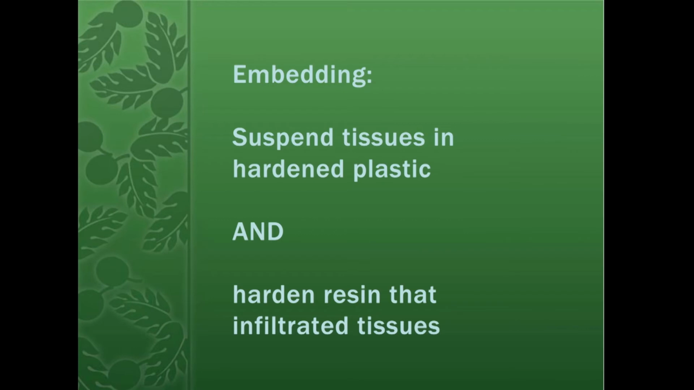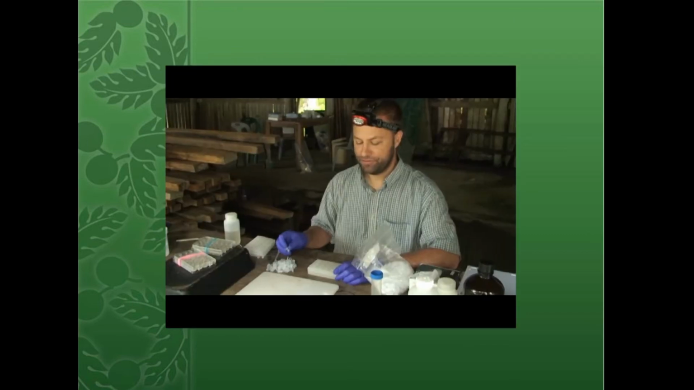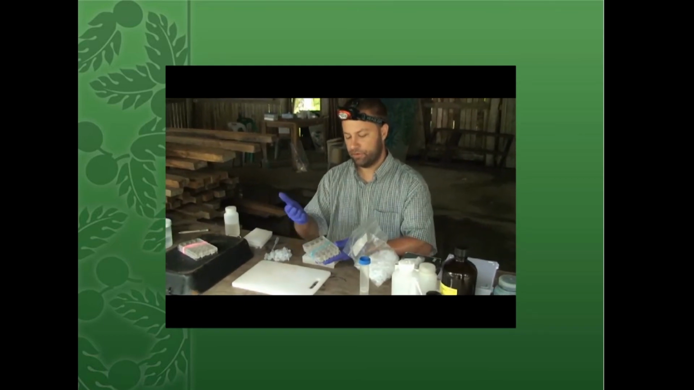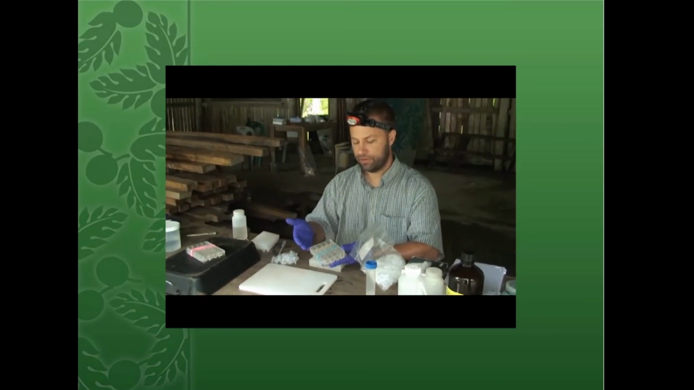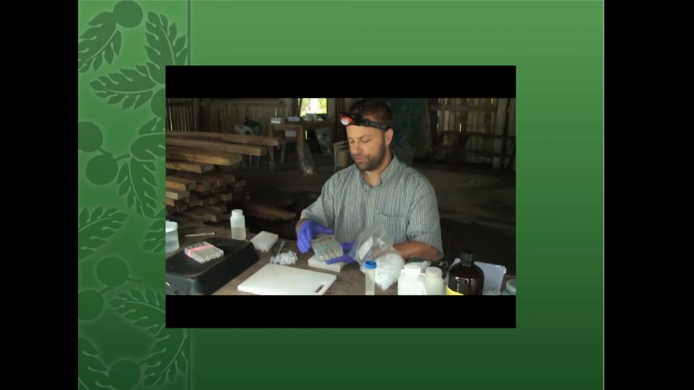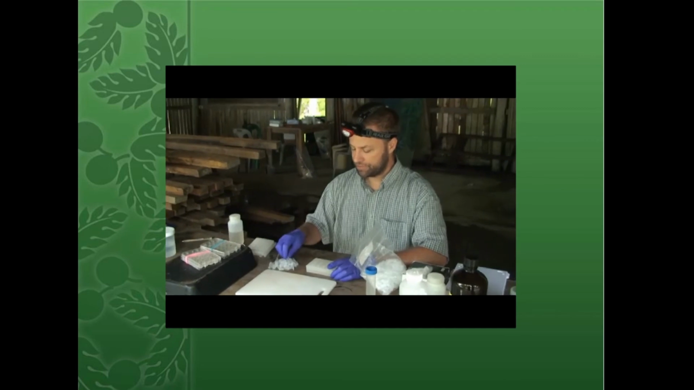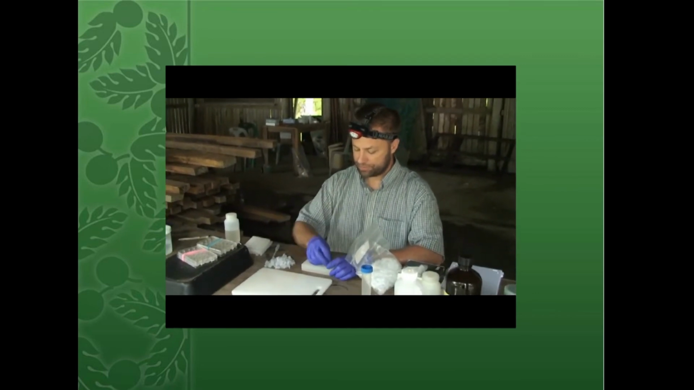The next step is called embedding, and here you're just going to suspend those gonad subsamples in some hardened plastic. At the same time, this step is going to harden that resin that has infiltrated into the gonad subsamples. So today we're going to embed the specimens that we had infiltrating. We've gone through 2 changes of 100% alcohol and 2 changes of the JB4 resin, and now we're going to harden that resin and put them in these beam capsules in order to do so.